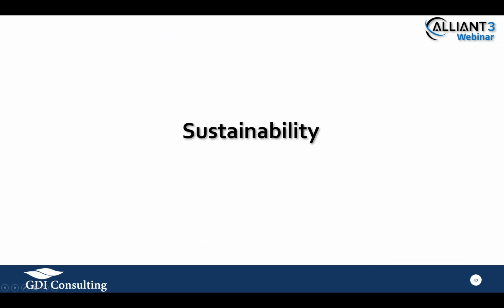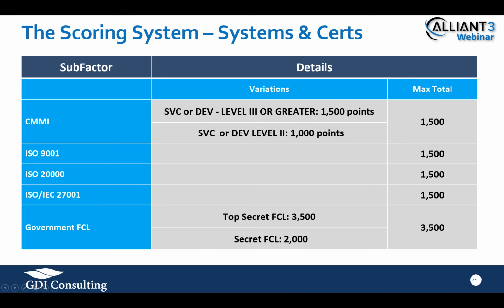Moving forward. Okay, so CMMI. If you have level 3 or greater, that can be services or development, you get 1,500 points. If you have level 2, you get 1,000 points. So level 3 or higher, you get 1,500 points. ISO 9001, ISO 20000, and ISO IEC 27001, you get 1,500 points each.